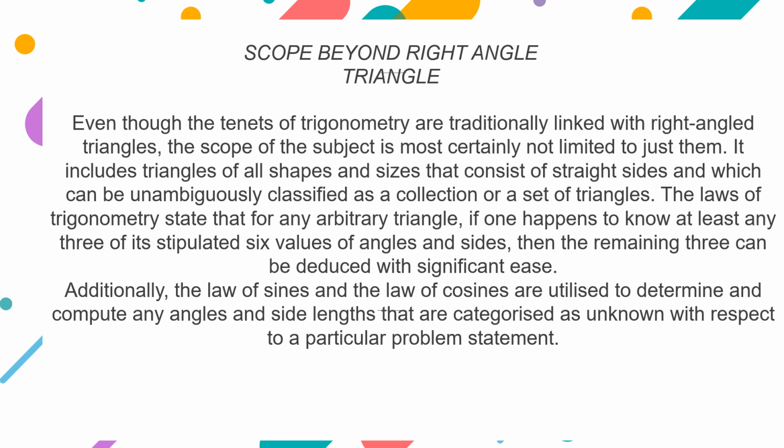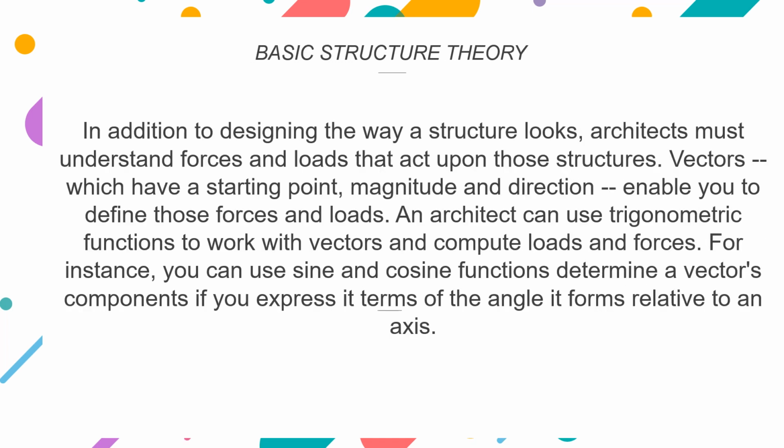The laws of trigonometry state that for any arbitrary triangle, if one happens to know at least any three of its stipulated six values of angles and sides, then the remaining three can be deduced with significant ease. Additionally, the law of sines and the law of cosines are utilized to determine and compute any angles and side lengths that are categorized as unknown with respect to a particular problem statement.